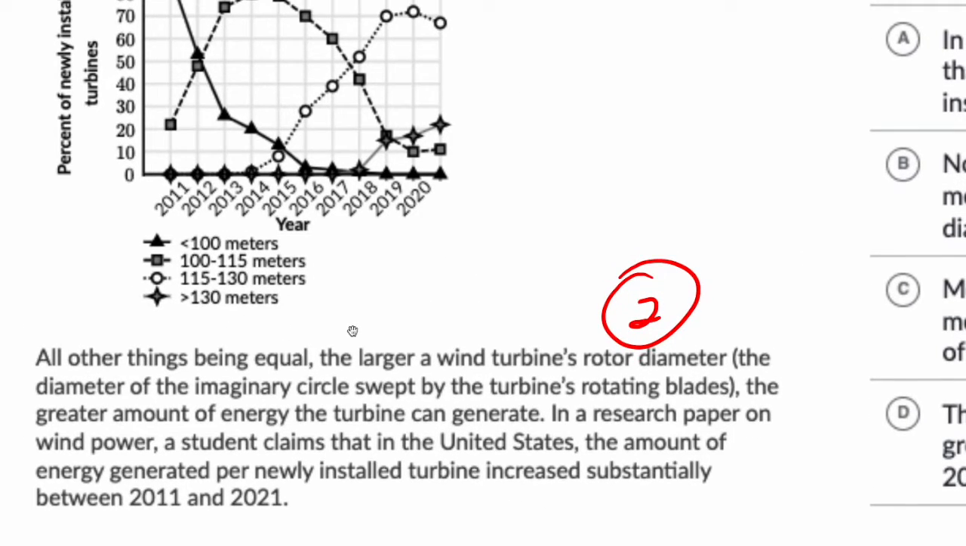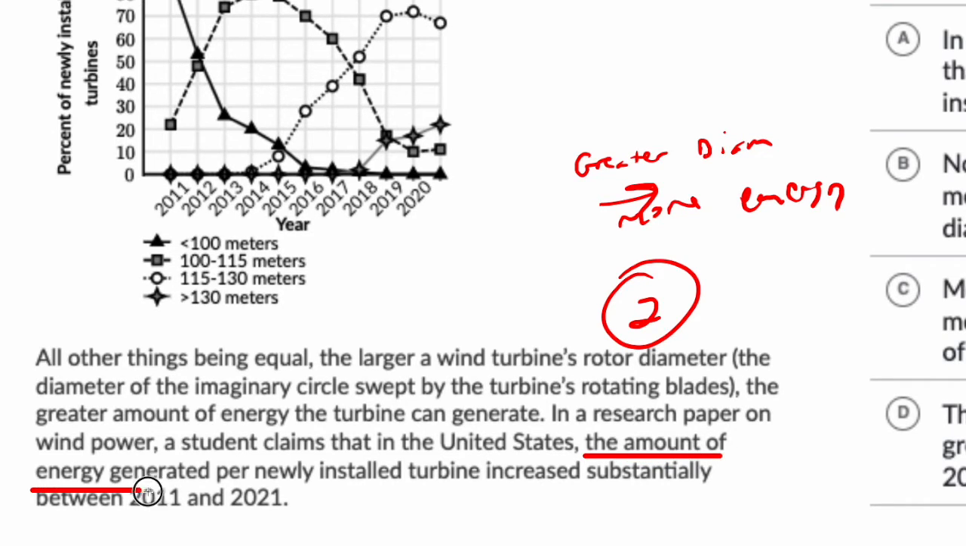Okay, so all other things being equal, the larger a wind turbine's rotor diameter, the greater amount of energy the turbine can generate. Okay, so greater diameter, more energy. Okay, so in a research paper on wind power, a student claims that in the United States, the amount of energy generated per newly installed turbine increased substantially between 2011 and 2021. And I'll do that line again so that it doesn't actually hide the text.